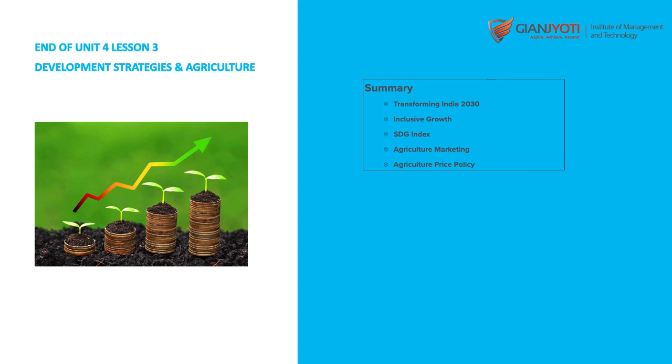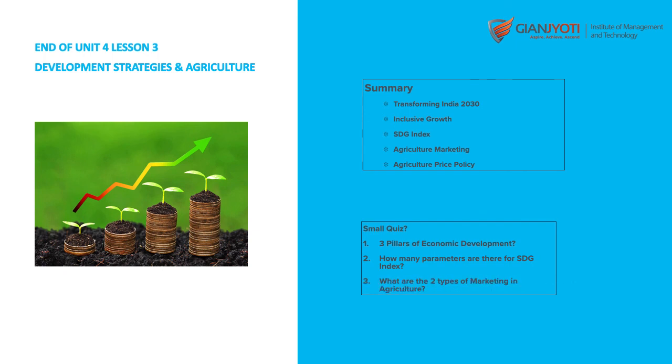So we discussed Transforming India 2030, Inclusive Growth, STG Index, Agriculture Marketing, and Agriculture Price Policy. Here is a small quiz for you. Question number 1, what are the 3 pillars of economic development? Number 2, how many parameters are there for the STG index? And number 3, what are the 2 types of marketing in agriculture? So the 3 pillars are exports, productivity, and sustainability. There are 16 parameters on which the STG index is decided for each state. The 2 types of marketing in agriculture are input and product marketing.